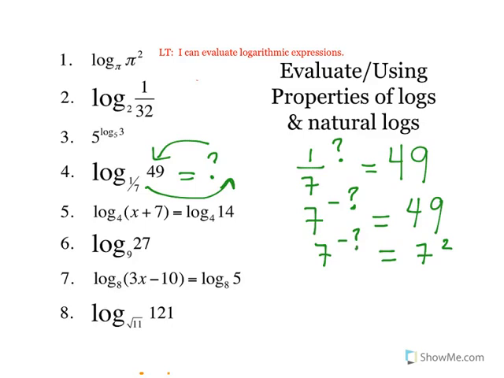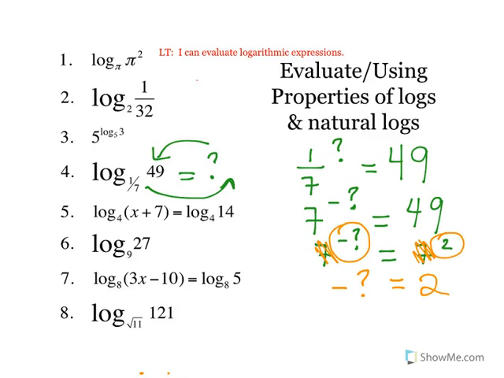Okay. And so now this is what I'm looking at. 7 to the negative something power equals 7 squared. When your bases are the same, I can drop the bases and whatever's left is my answer. So negative question mark, or negative x, equals 2. What does my answer have to be for this to be true?